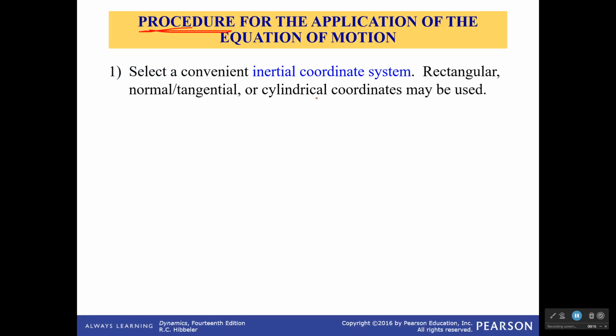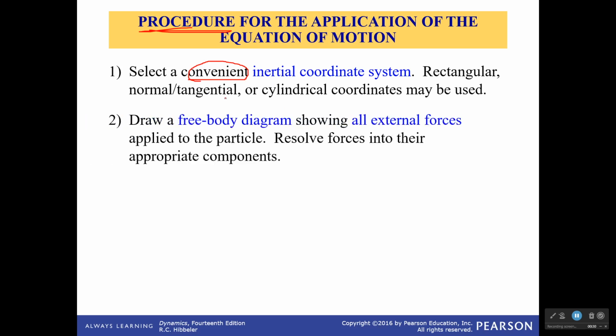So first off, we're going to select a convenient, that's the key word here, convenient inertial coordinate system. Rectangular, normal tangential, cylindrical coordinates, they can all be used. But make sure it's from a convenient location. You want to simplify things, especially angles.